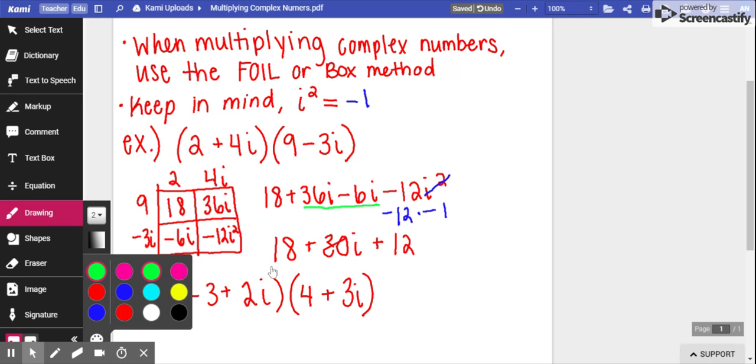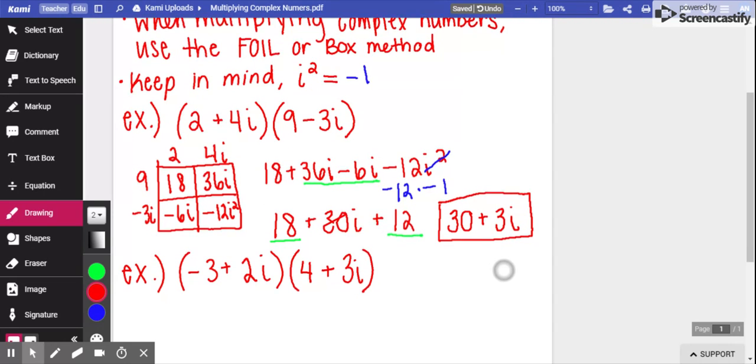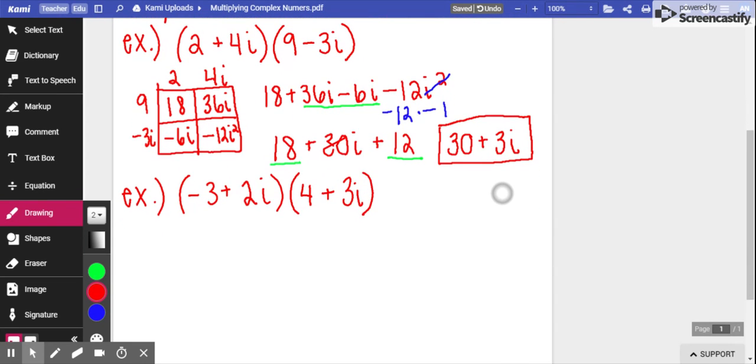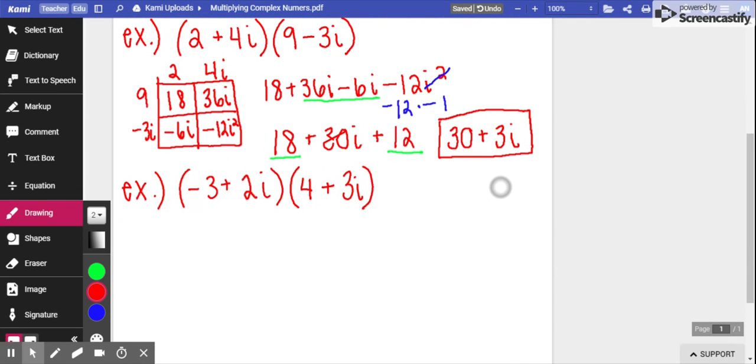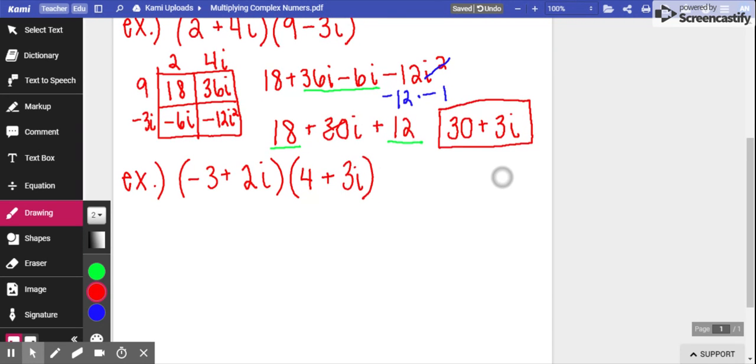Again, I'm going to combine my like terms. 18 plus 12 is 30. So 30 plus 30i gives me my complex number answer for this particular multiplication problem. Since I ran out of room on this problem, I will do the next one with the FOIL method. Again, either option, the box or the FOIL method, will give you the same answer to work with.